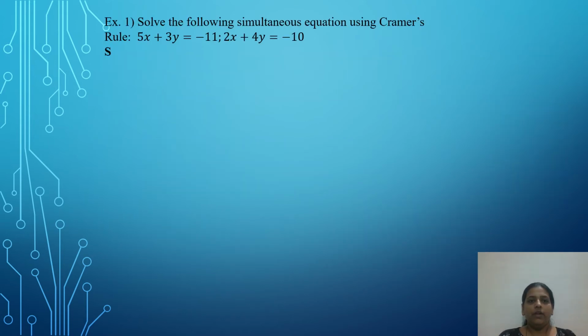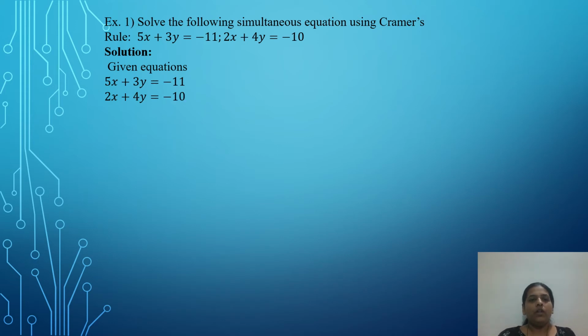For example, solve the following simultaneous equations using Cramer's rule. These equations are 5x plus 3y is equal to minus 11, and 2x plus 4y is equal to minus 10. So write down the given equations as they are, that is 5x plus 3y is equal to minus 11, 2x plus 4y is equal to minus 10.